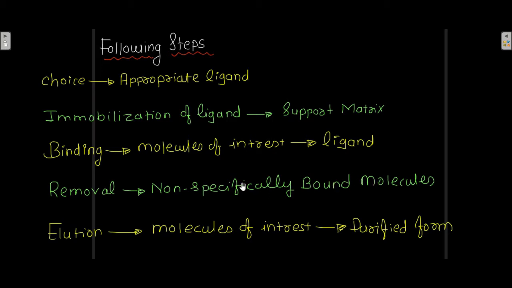After this there is elution of the molecules of interest in the purified form. So the molecule of interest that has bound to the ligand, you elute in the purified form. This is how affinity chromatography is operated.